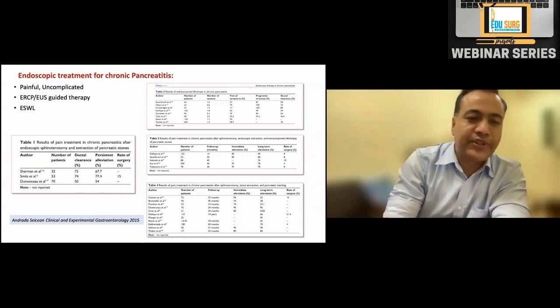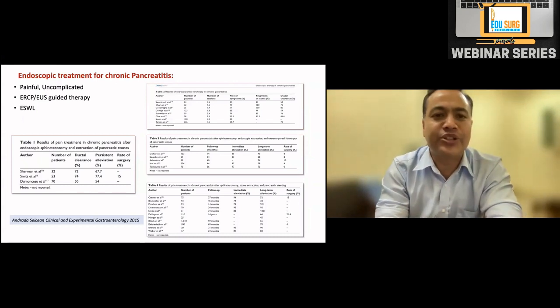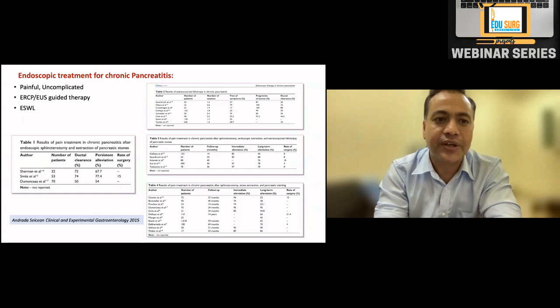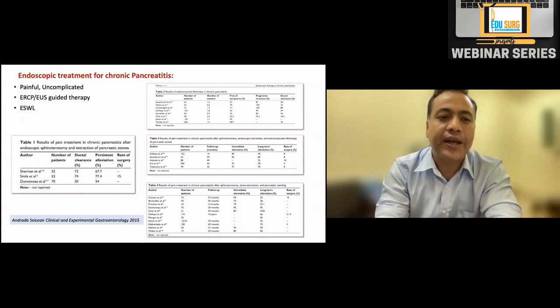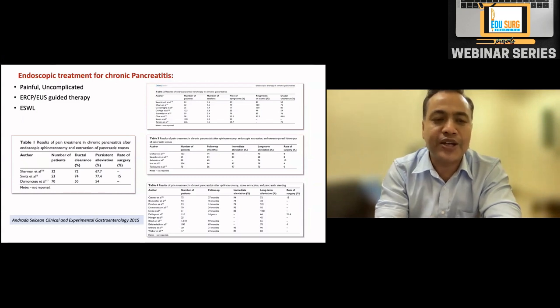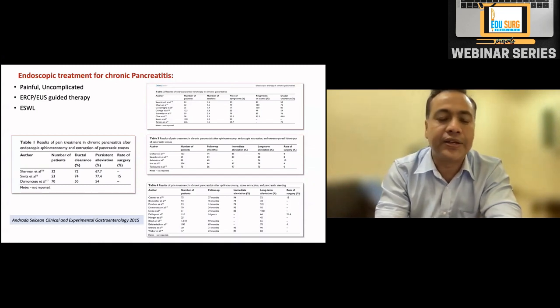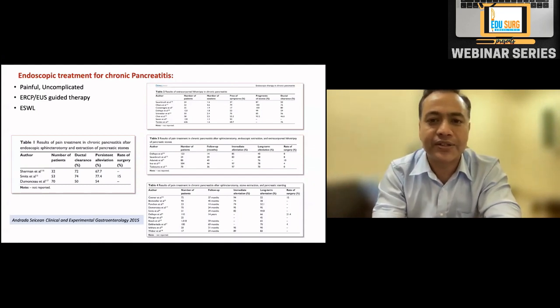Although there is an existing debate on the choice of treatment between endoscopic and surgical treatment for chronic pancreatitis, endoscopic treatment has been well established these days and is used for painful, uncomplicated chronic pancreatitis. It could be done by either ERCP with or without the use of ESWL, or even EUS has been used to treat various complications of chronic pancreatitis.